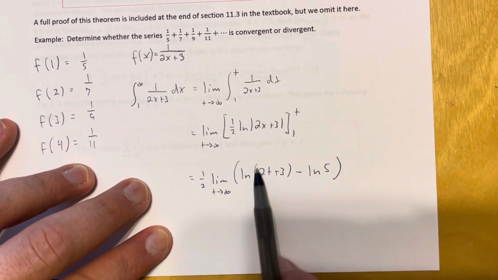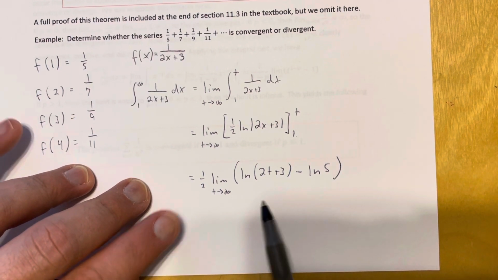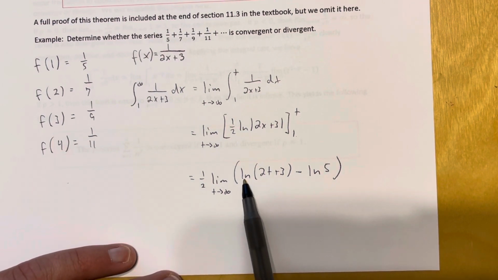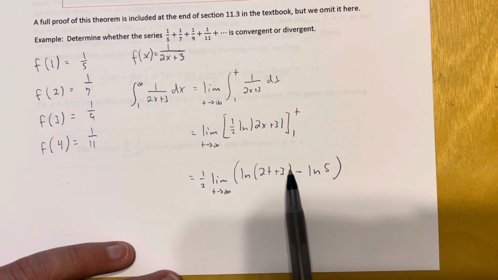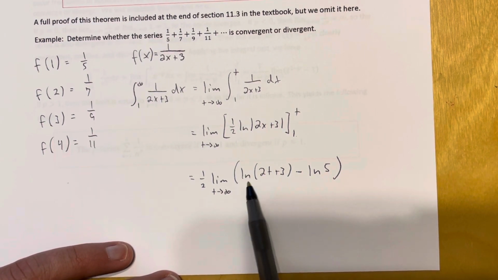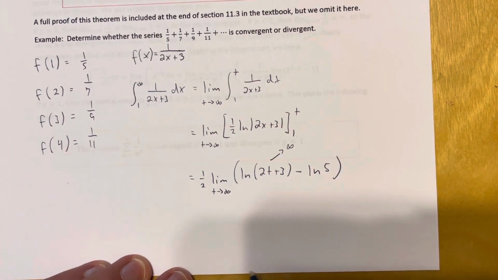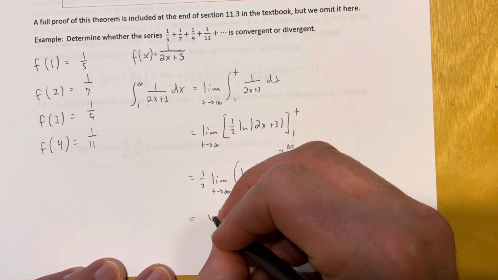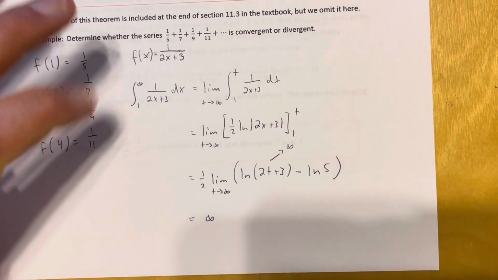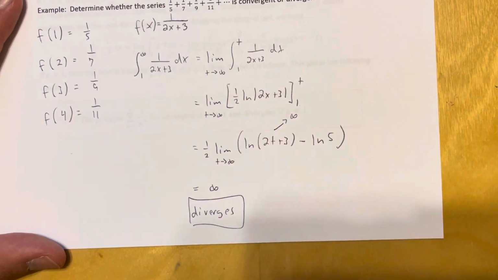Okay, I didn't use the absolute value bars because if t is approaching infinity, then this thing is going to be positive anyways, so I don't need to worry about taking the absolute value of that. I know that the natural log function goes to infinity as its argument goes to infinity, and as t goes to infinity, 2t plus 3 will also do that. So this is going to go to infinity, and subtracting a finite number from that won't matter. So this is infinite. Because my improper integral diverges to infinity, then my series also diverges by the integral test. So I can say that the series diverges.